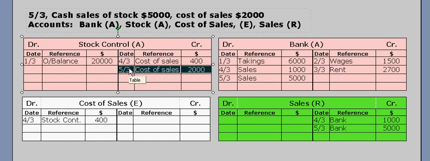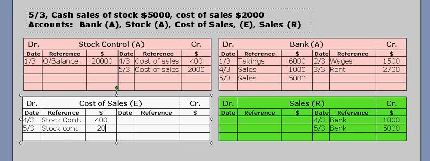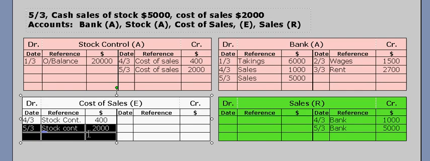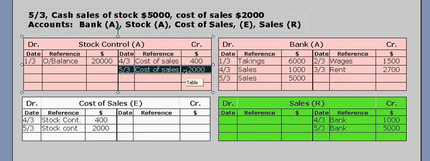And the corresponding debit is to cost of sales, which is an expense. Expenses are increased by debit entries as per the double entry rules. So we write stock control there, a bit of an abbreviation, $2,000. So there's the debit, cost of sales, that's the increase in the expense. And there's the credit that matches it, decrease in the asset, $2,000. The value of the debit, $2,000, equals the value of the credit, $2,000.